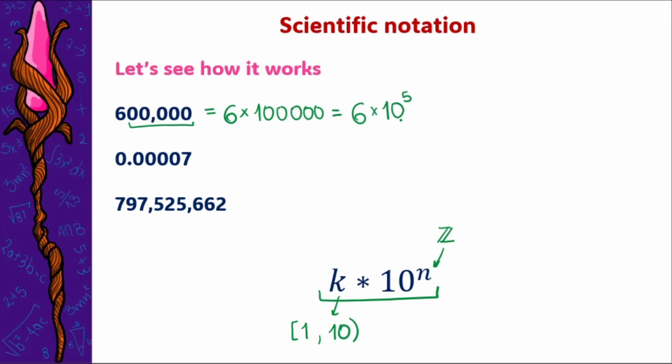Because every time that we multiply by 10, we add a 0. So since there are 5 zeros, we just need to write the 5 as a power. So 600,000 is the same as 6 times 10 to the power of 5.